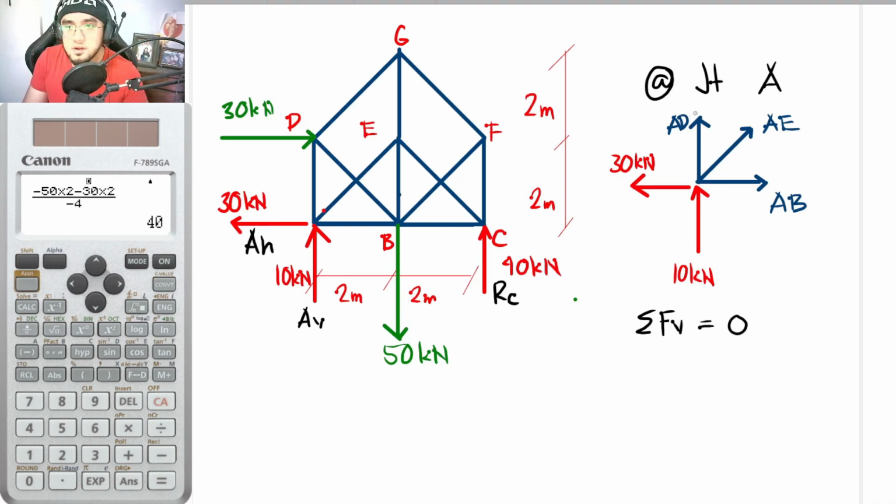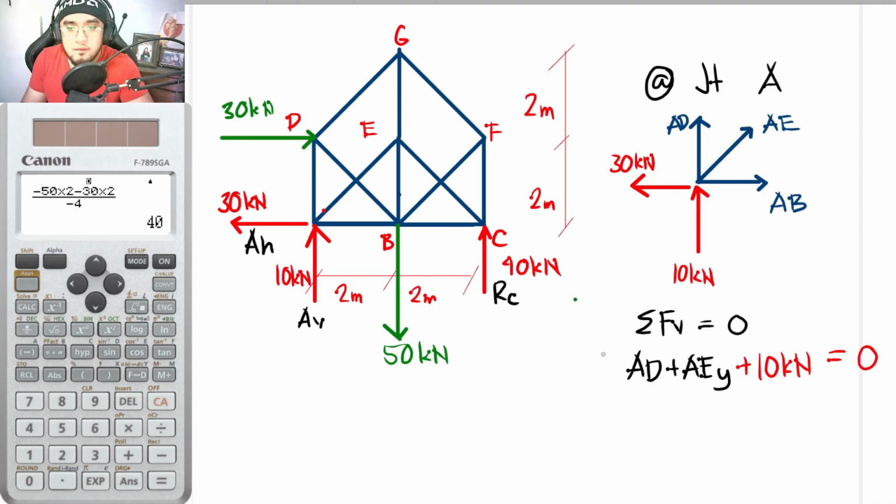So what are the vertical forces here? So we have AD, which is upwards. Then AE, since it is slanted, we must get its vertical component. So for the meantime, let us refer to it as AE, Y, its Y component. Then AB does not have any vertical component, so that is it for these three unknowns. And also acting vertically on that joint is this 10 kilonewton load. So plus 10 kilonewtons. So this is now equal to 0.